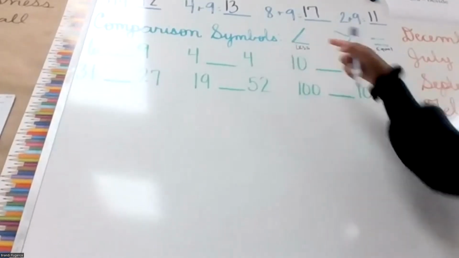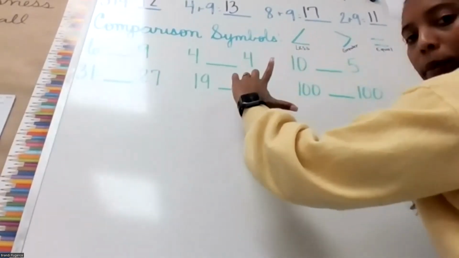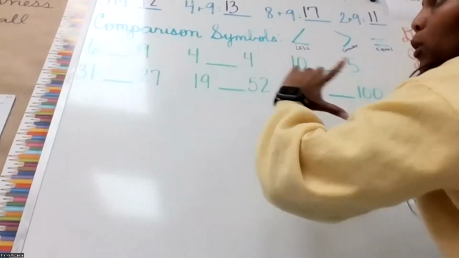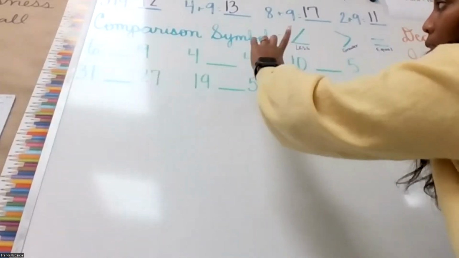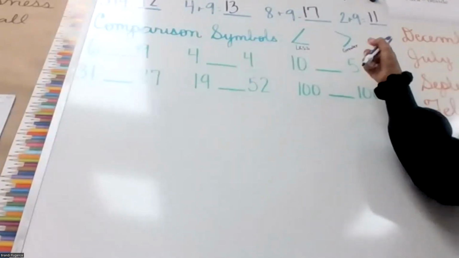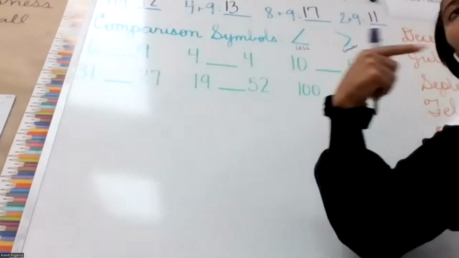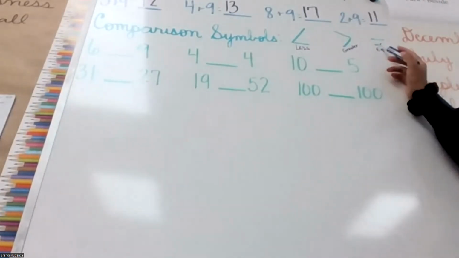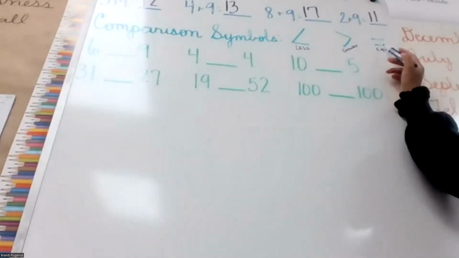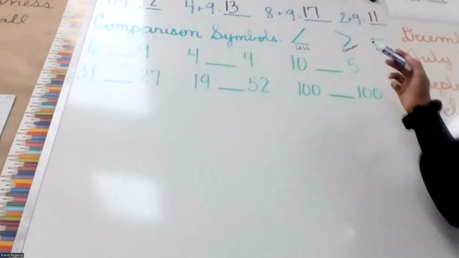So this is the less than symbol. The less than symbol kind of represents an L. It's going to point to the left, less than. See that? It looks like an L, less than. Then we have the greater than. The greater than symbol points to the right, and it represents greater, more. And then we have the equal sign, which we are familiar with already. It's when two numbers are the exact same number, okay?